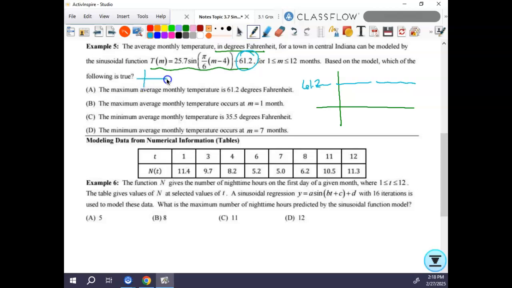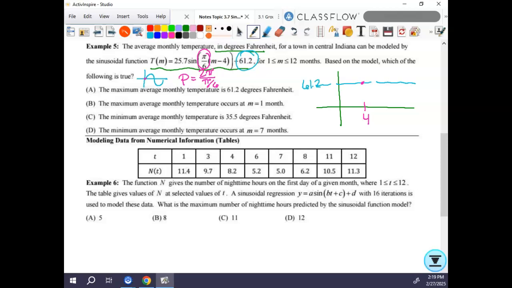Your parent function for sine looks like this. Okay, so I'm going to move to the right 4 to start. Here is 4. So I usually start it on the midline at the y-axis, but I'm starting over there at 4. It would be really helpful if I knew where I ended. In order to do that, I need to find the period. I have B right here, right? So to find the period, I'm going to do 2 pi divided by pi over 6.